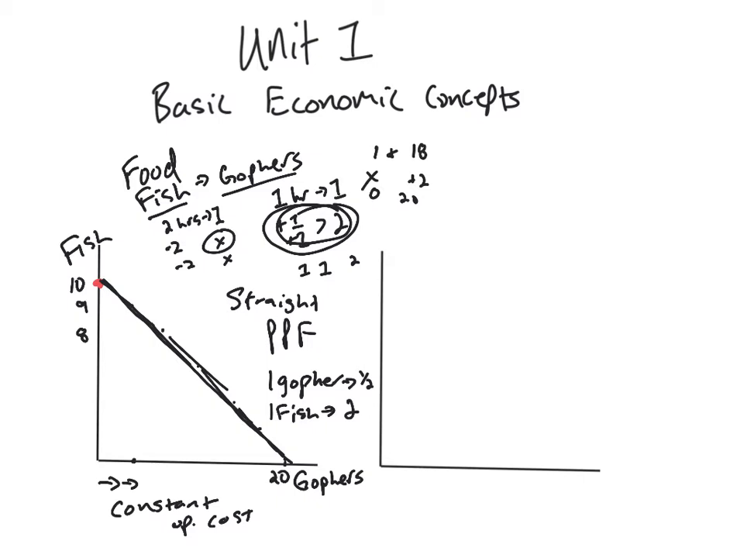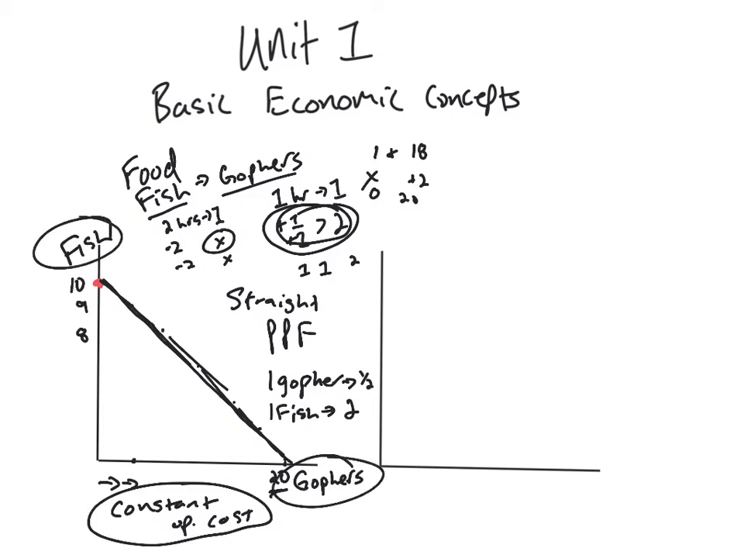We'll look at more of that a little bit later. But what you want to look at is how many you have to give up in order to gain some of the other one. All right, so that's one example of a constant opportunity cost. And why is it like that? Because the resources used to catch fish and gophers are going to be roughly the same.